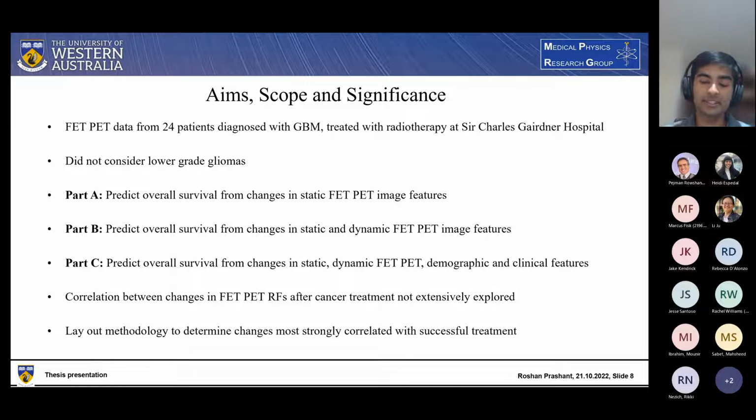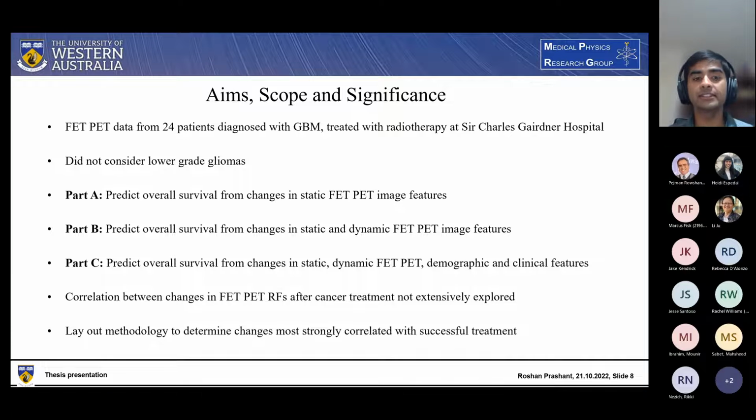The main aims of this study were separated into different stages. The first was to construct machine learning models that could predict the overall survival from changes in the static FET PET radiomics features. The next stage involved the inclusion of dynamic FET PET image features in the form of TTP, which was added to the best performing model from part A. And then subsequently, in part C, the demographic attributes of the patients, as well as the clinical information that was made available, were added to the best performing model from part B.